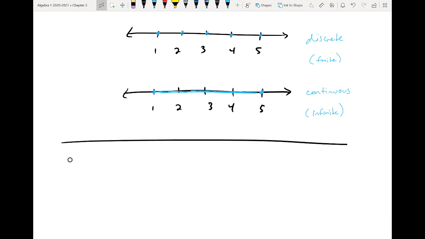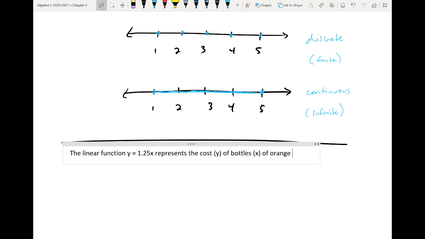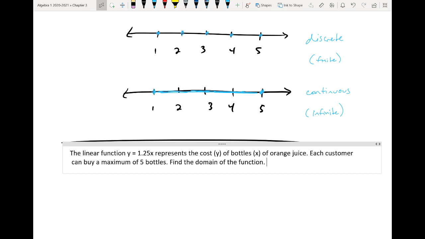All right, next. The linear function, let's do a little word problem. Linear function y is equal to 1.25x represents the cost, which is y, of bottles, which bottles is represented by x, of orange juice. Each customer can buy a maximum of 5 bottles. We're going to find the domain of this function, and we're going to see if this is discrete or continuous.